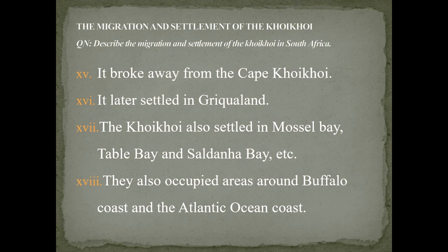Then it broke away from the Cape Khoikhoi and later settled in Griqualand. Others went and settled around the bays like the Mosul Bay, Table Bay, and Saldanha Bay. They are also believed to have settled around the Buffalo Coast and the Atlantic Ocean. Some history books say that that is where the Portuguese found them when they had just moved to South Africa, between the Buffalo Coast and the Atlantic Ocean.